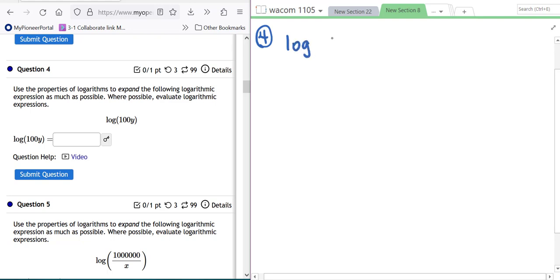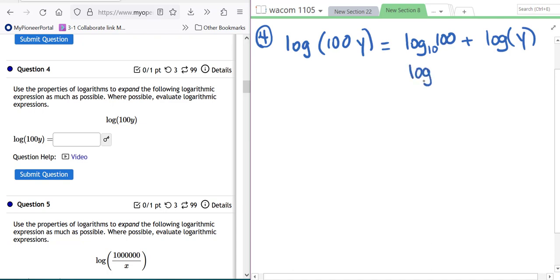So we have common log of 100y. So this is the log of a product. So we'll take the log of 100 plus the log of y. And this one you can simplify. Remember, this is log base 10. You can rewrite 100 as 10 to a power. So it is 10 squared. And then our answer to that piece is 2.